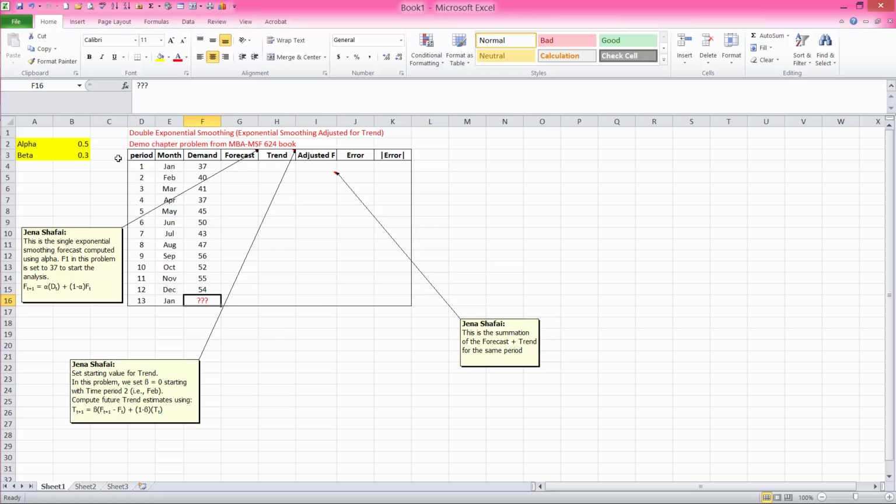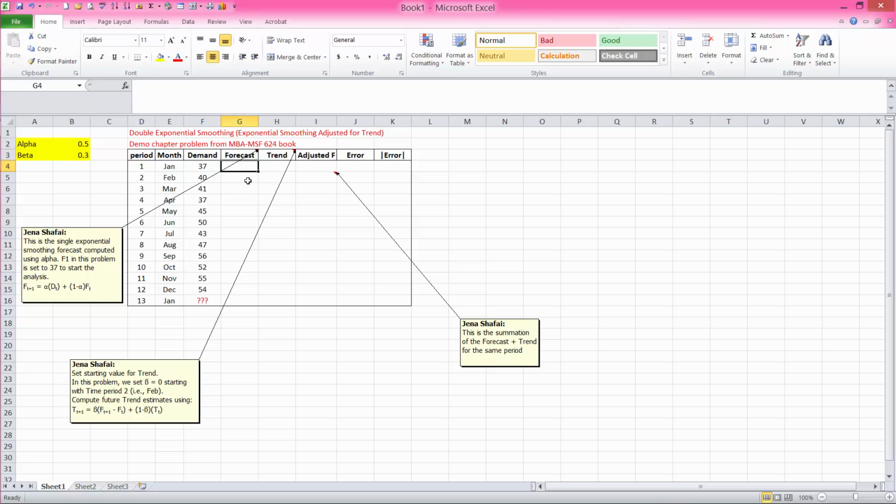When we use double exponential smoothing, we have two coefficients to use. That's why we call it double exponential smoothing. Alpha coefficient is used for smoothing out the random fluctuations in the time series. Beta coefficient is used for smoothing out the trend fluctuations in the time series. We start off by computing single exponential smoothing. We have discussed it in previous videos.